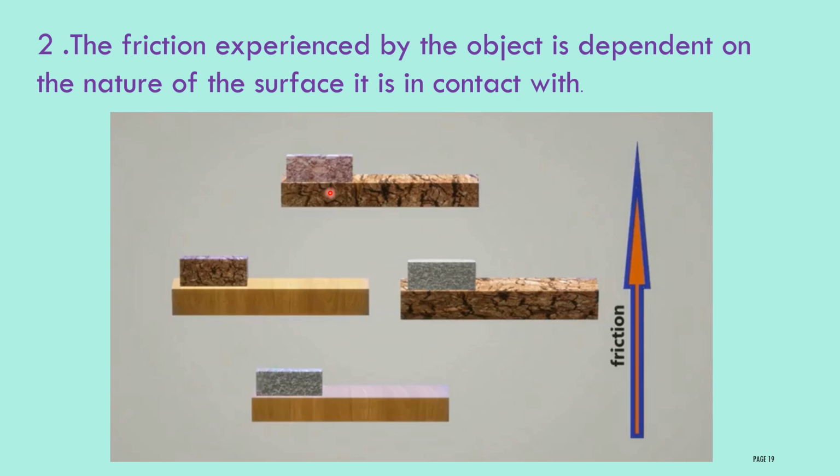From this you can conclude that the frictional force depends upon the type of surface, whether it is a smooth surface or a rough surface. If the surface is rough, then the frictional force will be more. If the surface is smooth, then the frictional force will be less. As we move from bottom to top, the frictional force increases.